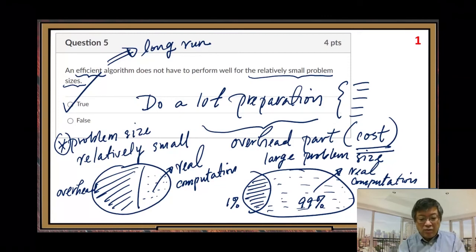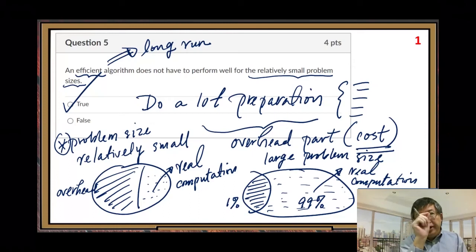But when you look at the problem size very large, that portion is so little, less than 1%, so you can ignore it. You just focus on the real computation part, and it is an efficient algorithm. It's supposed to do well for that part, for the real computation part. All right, so that is the background of this question.